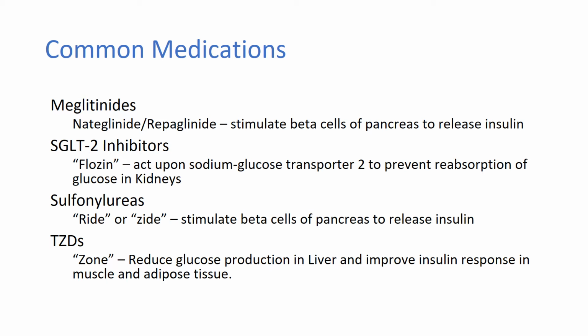In addition, we have the SGLT2 inhibitors. So these end in flozin. They act upon the sodium glucose transporter 2, which is found in the nephrons, and this prevents the reabsorption of glucose. So overall, you end up urinating out more glucose. Now, obviously, this can then cause urinary tract and yeast infections because you're now putting a high volume of glucose into the urine and constantly through the urinary tract.